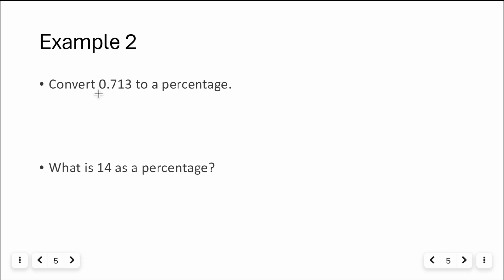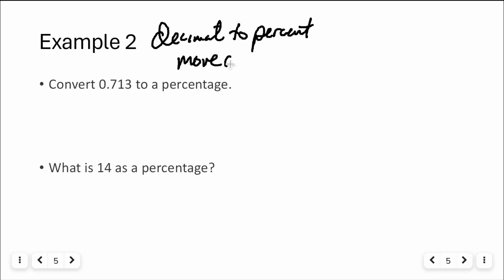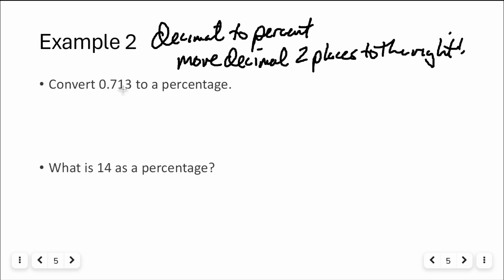Okay, let's convert 713 thousandths to a percentage. All right, so now we're going to go the other way. To go from a decimal to a percent, we move the decimal 2 places to the right. So I'll move it 2 places to the right. That's 71.3, and it's a percent, so I need a percent sign.